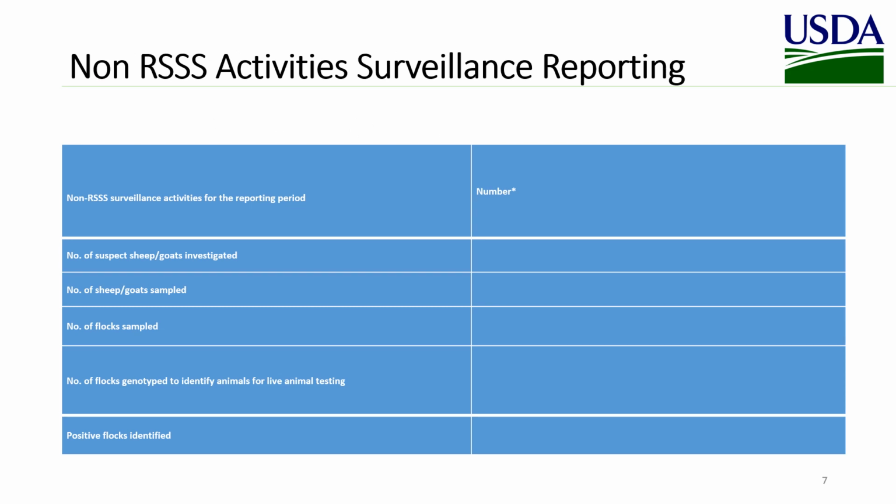Reporting for non-regulatory scrapie slaughter surveillance activities is pretty simple. We just need to know the number of suspect sheep or goats investigated, the number of sheep and goats sampled, the number of flocks sampled, the number of flocks genotyped to identify animals for live animal testing, and the number of positive flocks identified.